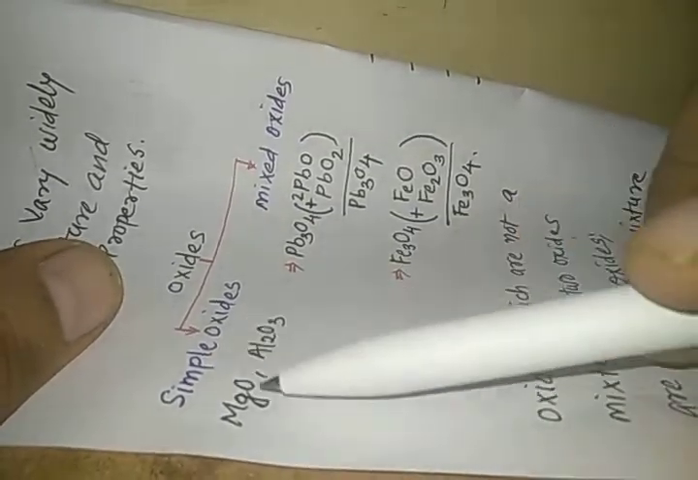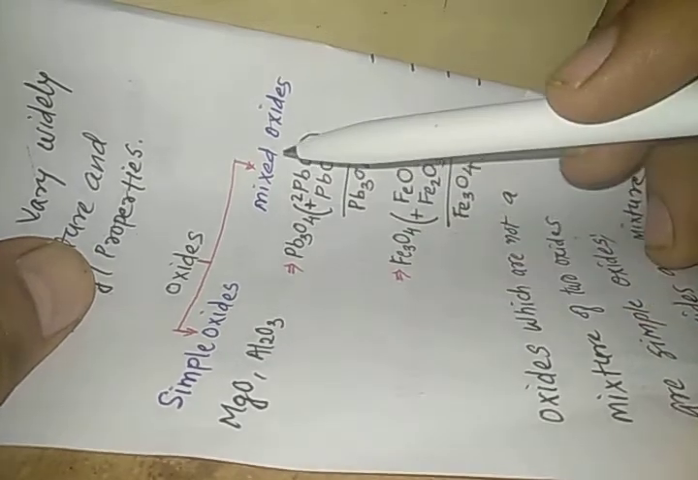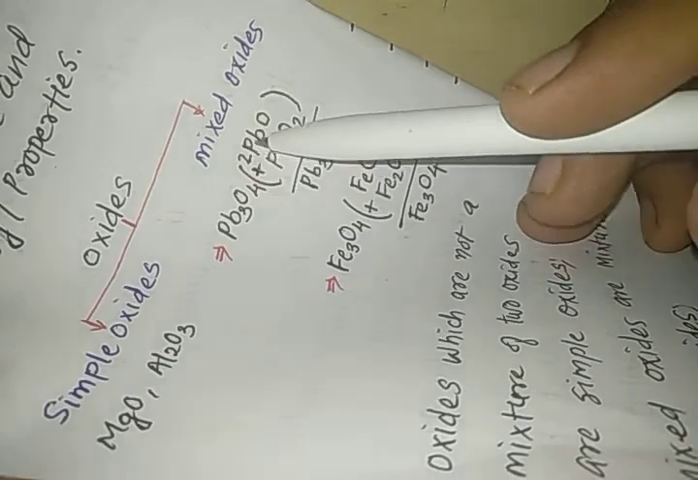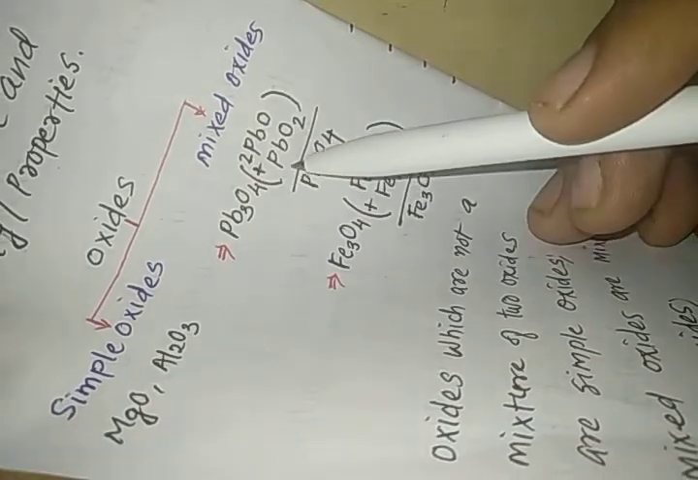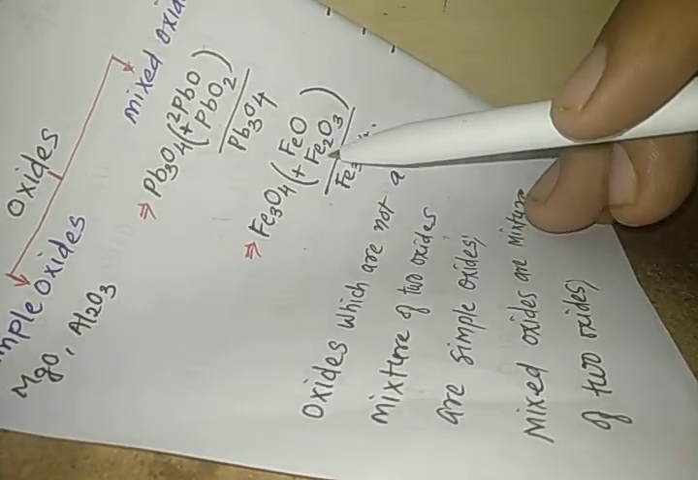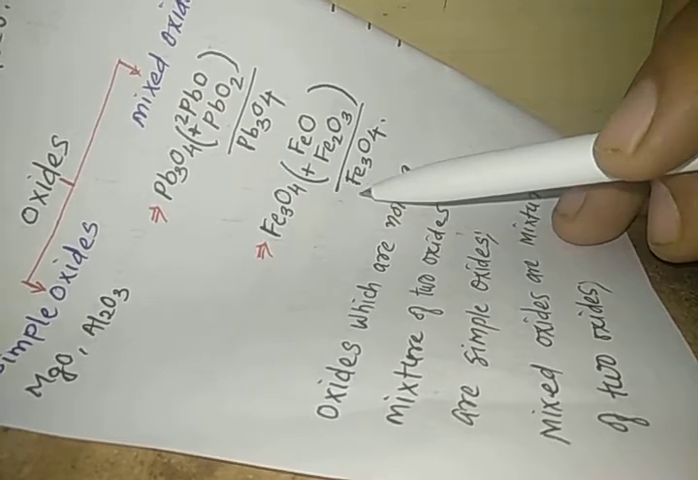Simple oxides are like magnesium oxide and aluminium oxide. Mixed oxides are generally a mixture of two oxides. For example, Pb3O4 is actually a mixture of 2 PbO and PbO2. In the same way, Fe3O4 is a mixture of FeO and Fe2O3. So this is how we study the mixed oxides.